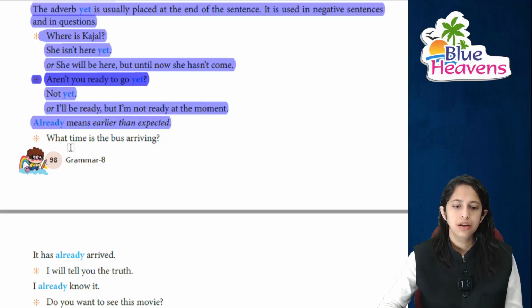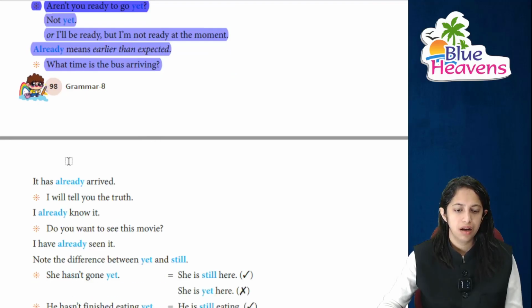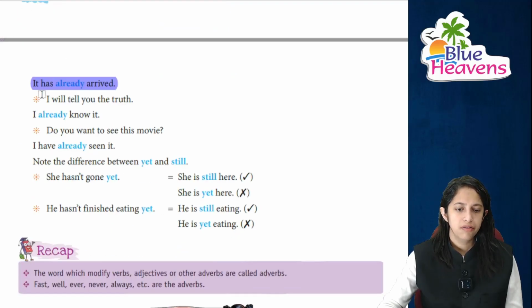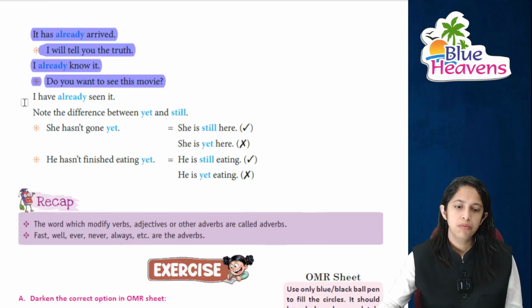Already means earlier than expected. What time is the bus arriving, right? It has already arrived. I will tell you the truth. मैं तुम्हें truth बताऊंगा. I already know it. Did you want to see this movie? क्या आप ये movie देखना चाहते हैं? I have already seen it. मैंने देख लिया है.